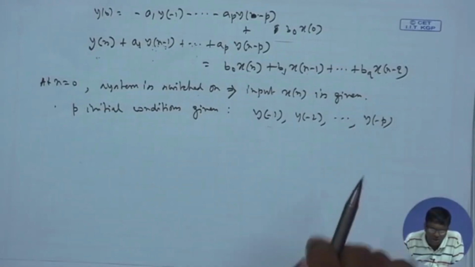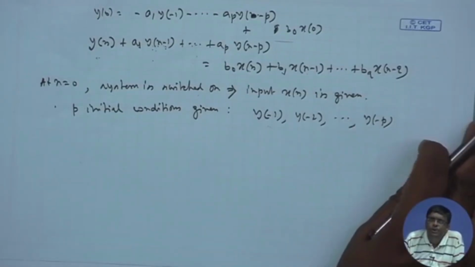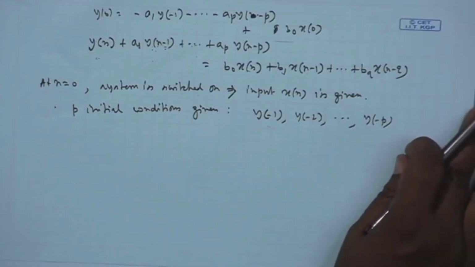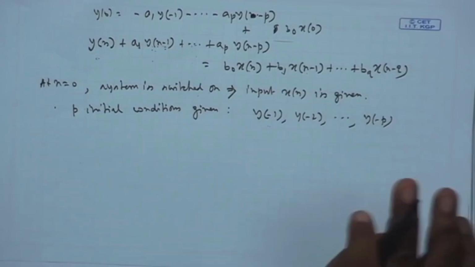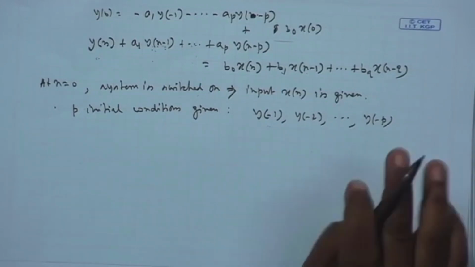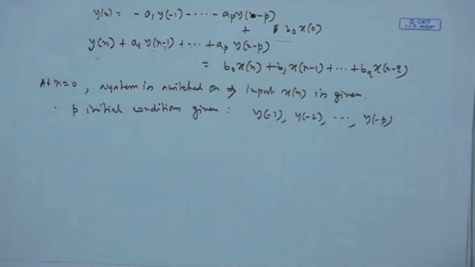This is the situation. The question is, is it a linear system? Is it a shift invariant system? That is the question, that we do not know. But before answering that, we will see one particular property of this system, that is, first I will consider two scenarios. Okay.